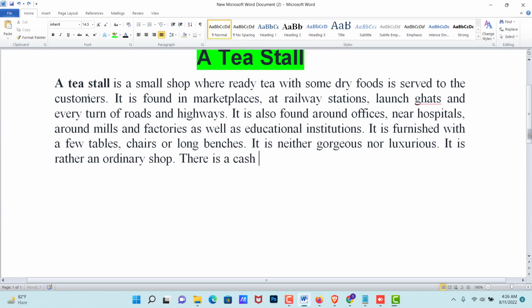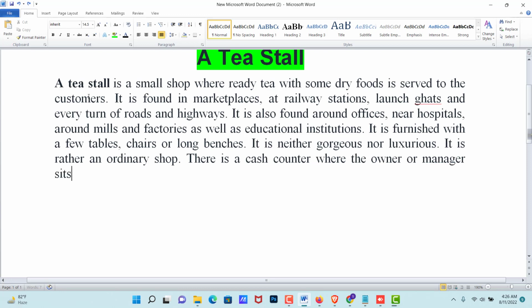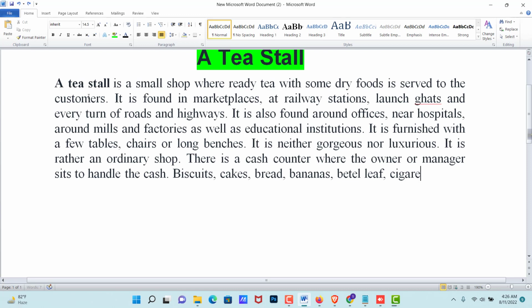There is a cash counter where the owner or manager sits and handles the cash. Biscuits, bananas, betel, cigarettes, etc. are also sold.